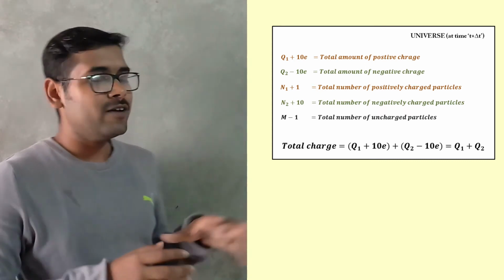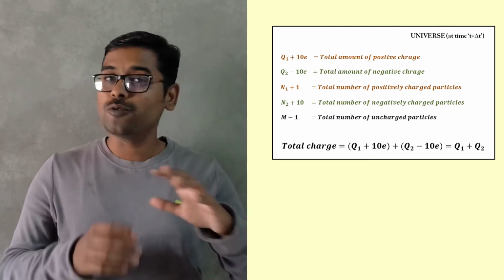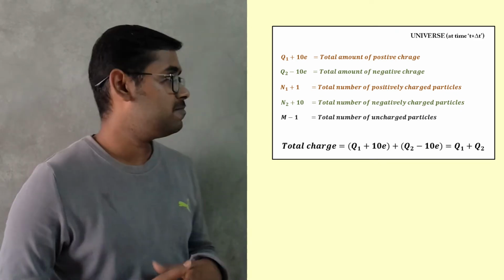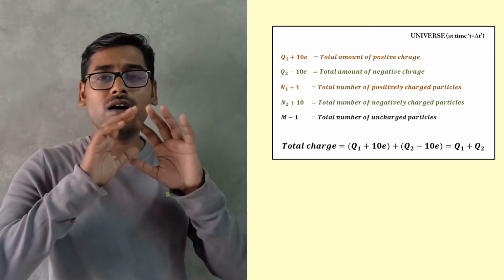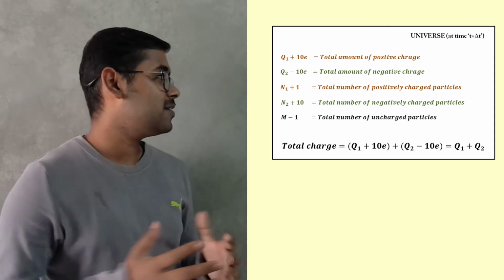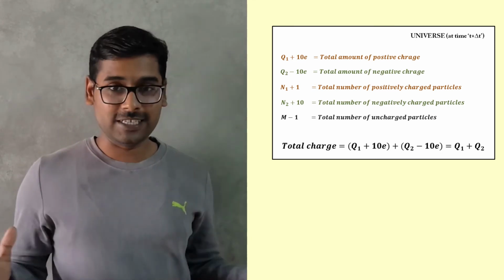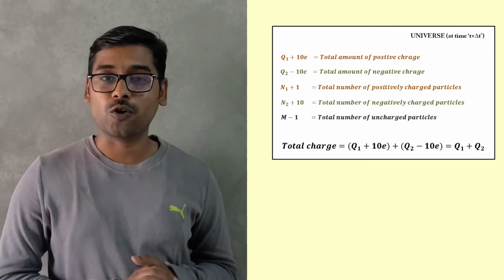Now what you have seen here is, the total amount of positive charge in the universe is not constant, it can be changed. Again, the total amount of negative charge in the universe is also not constant, it can also be changed. The total number of charged particles in the universe can also be changed. So these three are not constant.